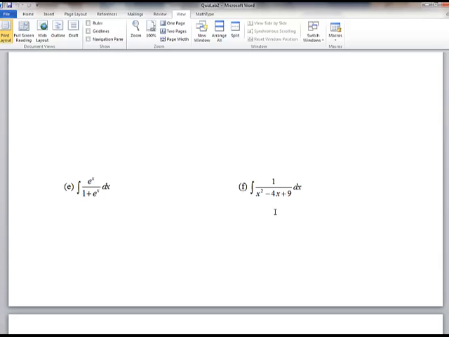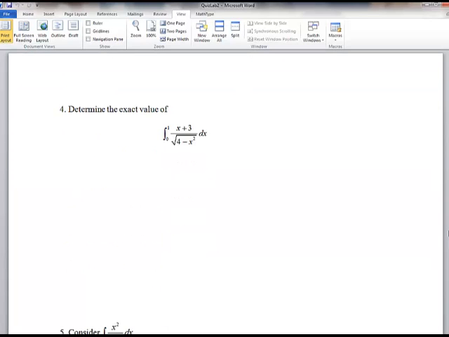3f. Boy, what's happening here with 3f? You have the integral of 1 over x squared minus 4x plus 9. You know what? I think we're going to save 3f for class, going over it in class as well.